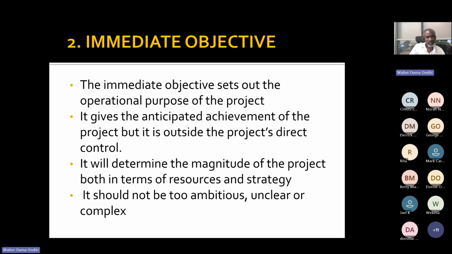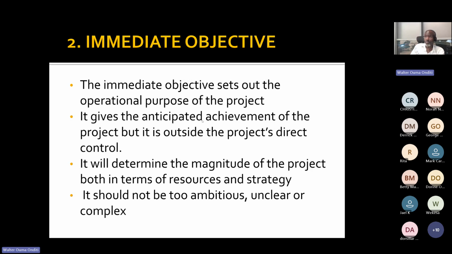But once class participants have come and classes have been attended, what you do with the learnings here, we have no control. That's the first. We are saying the immediate output of this class, we would really have no control over it, but we have control of the class attendance and the participation. Anything that comes as a result, again attributable for this class, we have no control. So this is what I'm saying here. It gives the anticipated achievement of the project, but is outside the project's direct control. So it's really outside our intervention, but it's sort of attribution going forward. It will determine the magnitude of the project in terms of resources and strategy, and it should, again, not be too ambiguous and unclear.